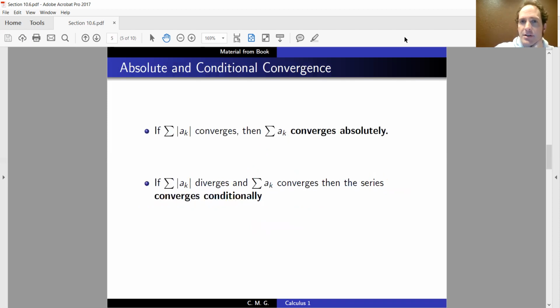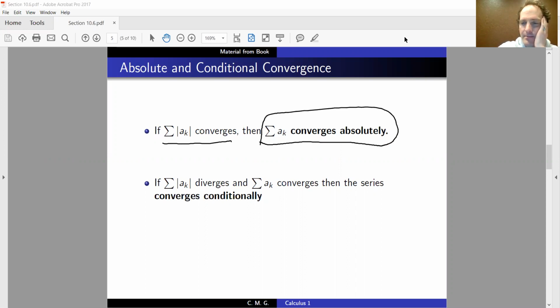So then the other two terms that we need to know: if I take the absolute value of every term in my sequence here and I add them all up, if that converges, I would say that the series converges absolutely. So that's a definition here. Absolute convergence means the absolute value of all the terms converges.